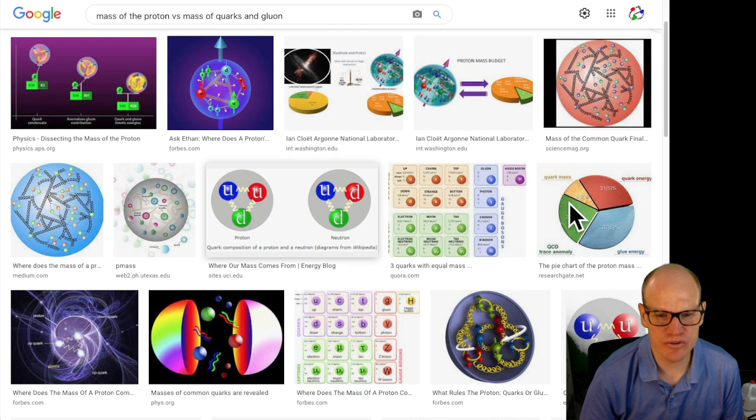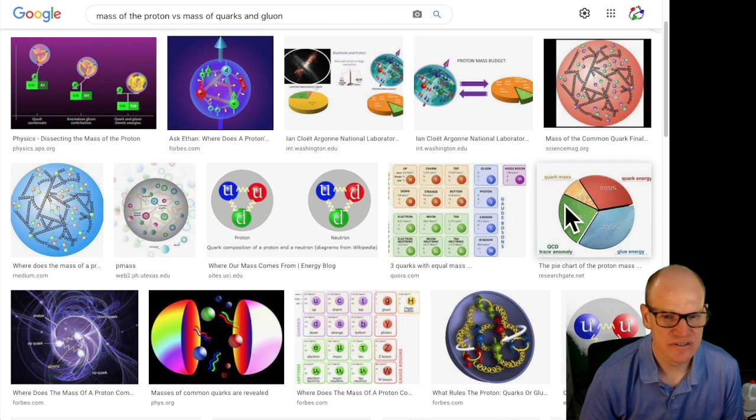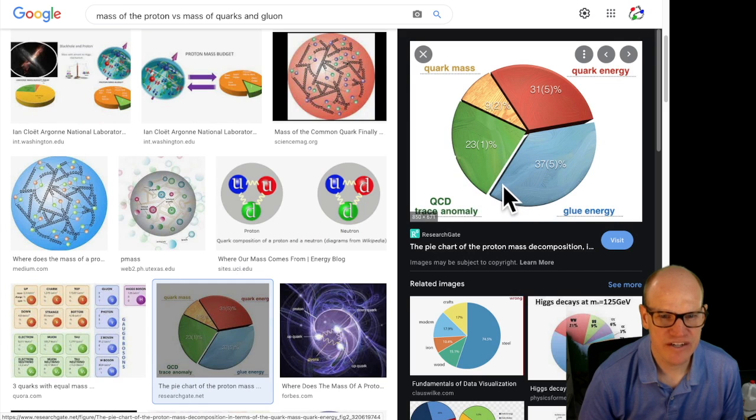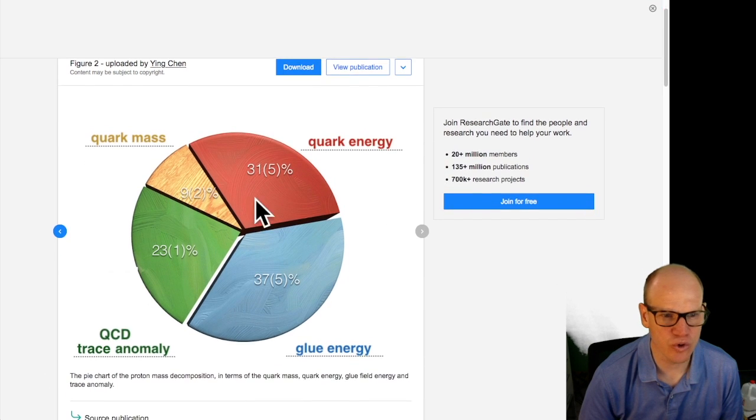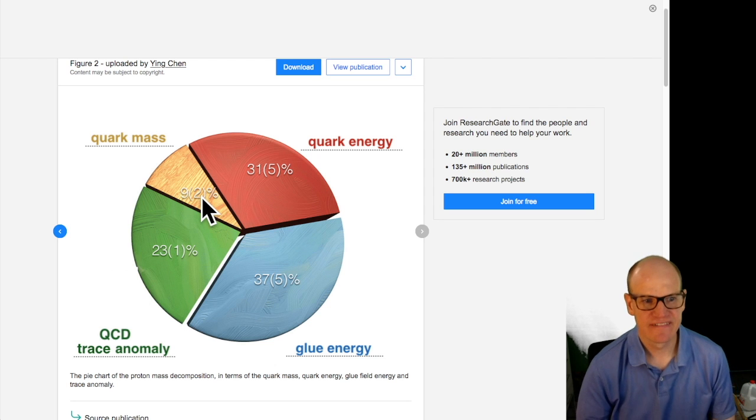Pie chart of the proton mass. Let's try this one. Pie chart of the proton mass. Make me proud. So the quark mass is like 10%.